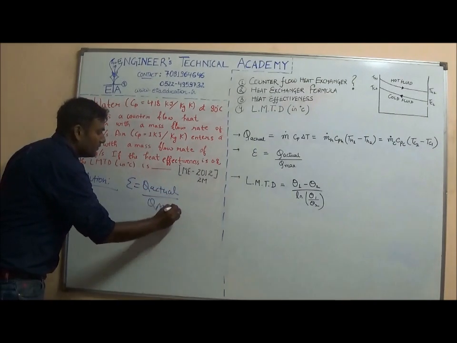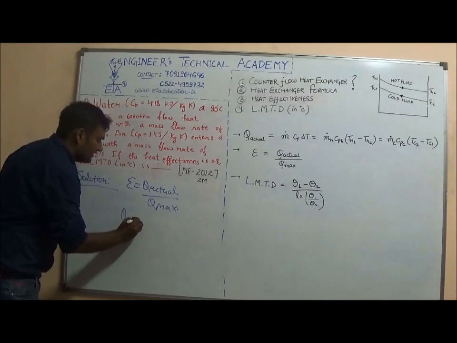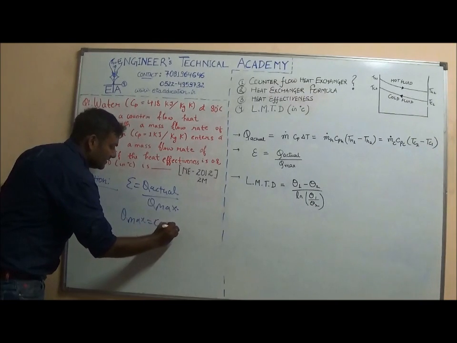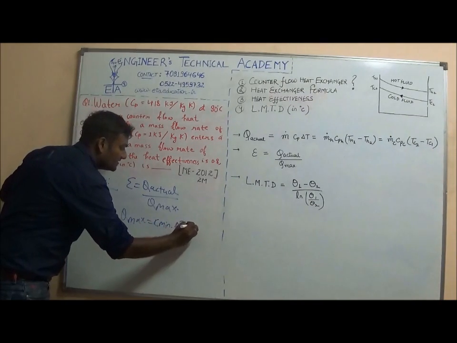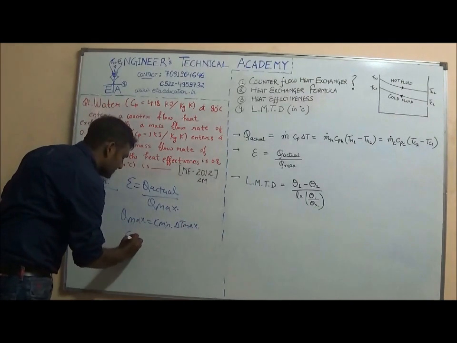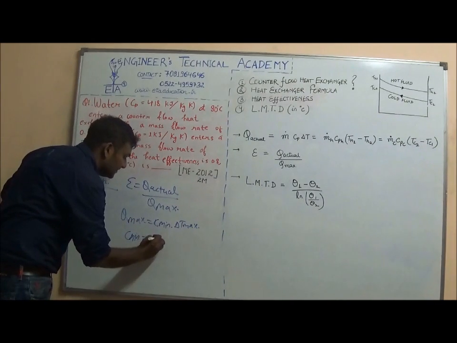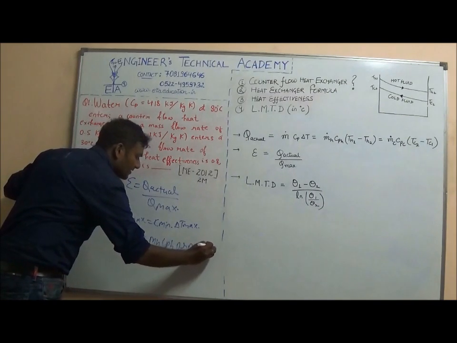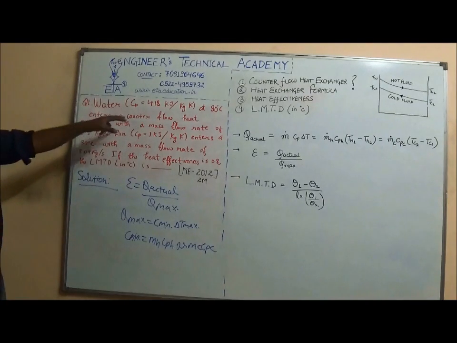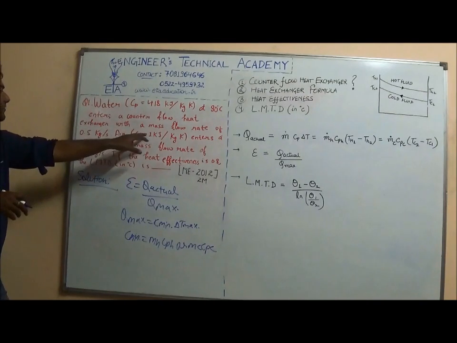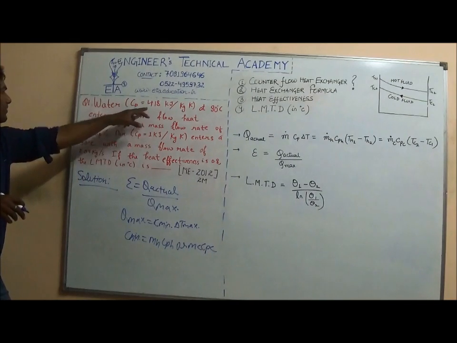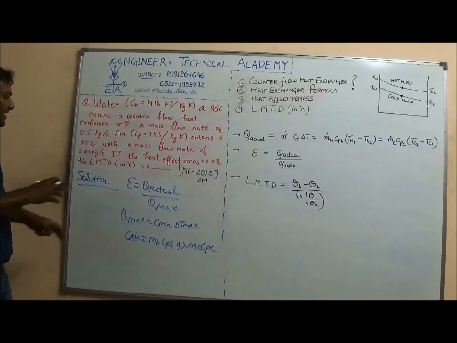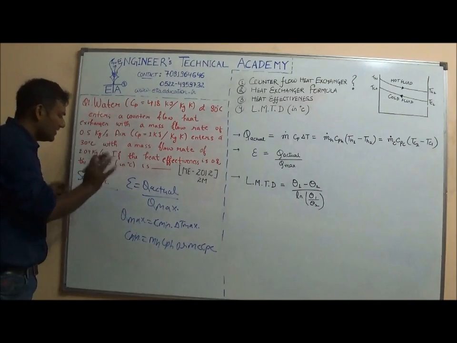So what is Q maximum? Q maximum is C minimum times delta T maximum. What is C minimum? C minimum is the product mH CpH or mC CpC. As you can see in this question, the mH CpH product and the mC CpC product come out to be the same, 4.18 into 0.5 and 2.09 into 1. Both will come out equal, so we can take C minimum from anywhere, from the cold fluid or the hot fluid.